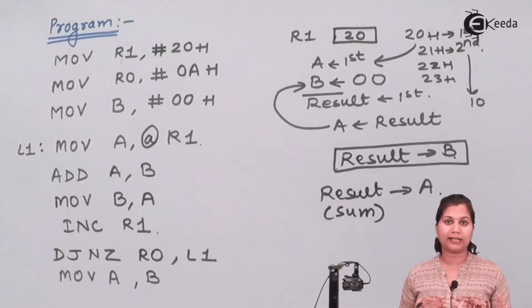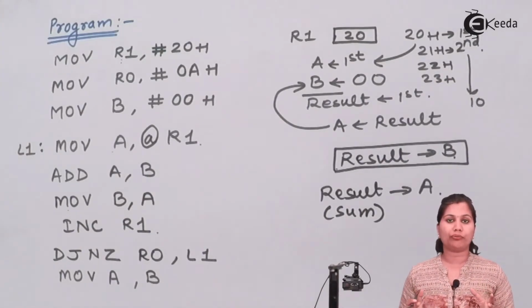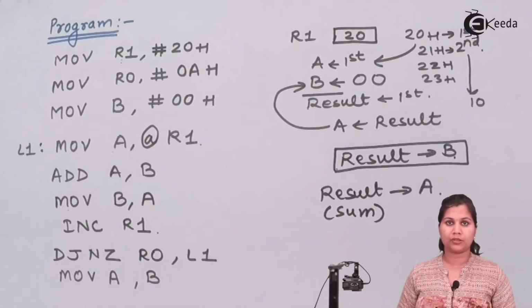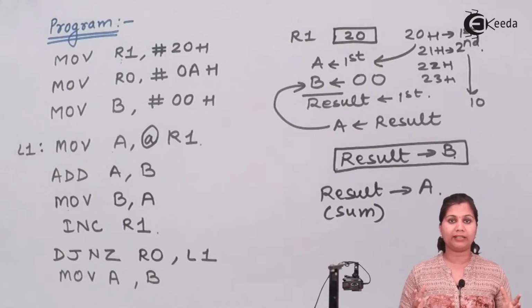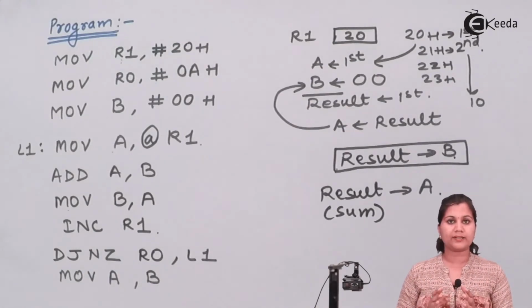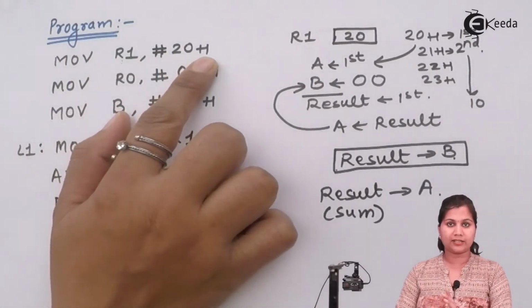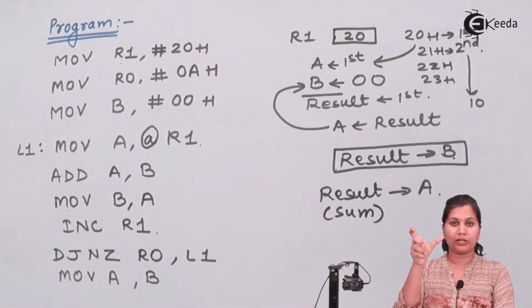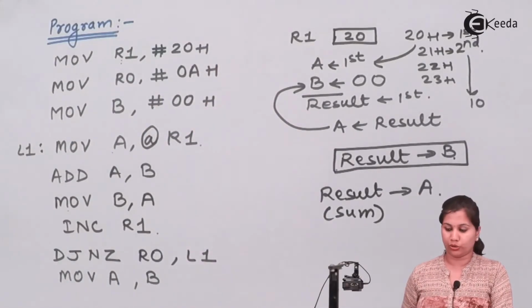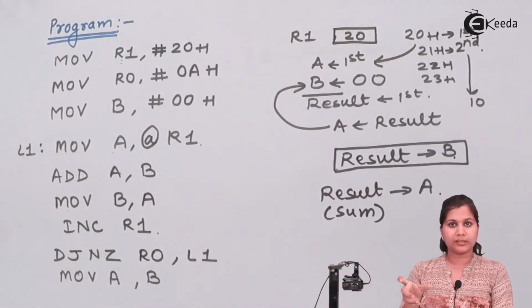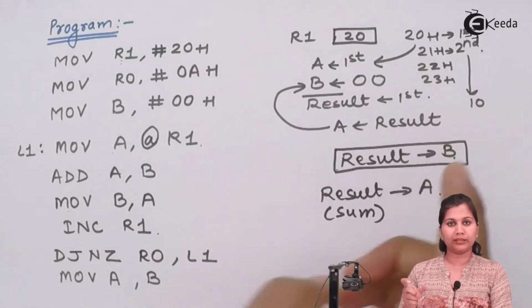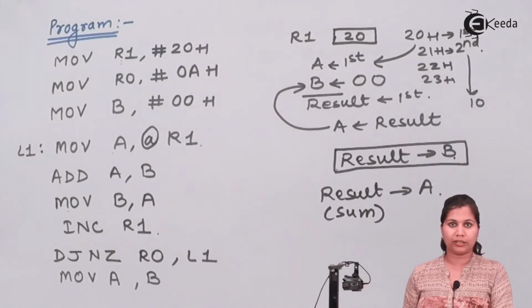Here we have assumed that there are 10 numbers and we want to find the average of those 10 numbers. So how are we finding the average? To find the average, we have to divide the sum of those 10 numbers by the value 10. That is, those 10 numbers should be added and then divided by 10. So here first we have initialized register R1 with the starting memory location where all the 10 numbers are stored. So from 20H, all the 10 numbers are stored up to the 29H memory location.